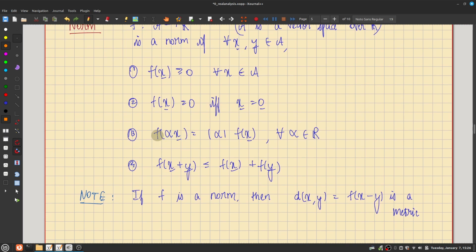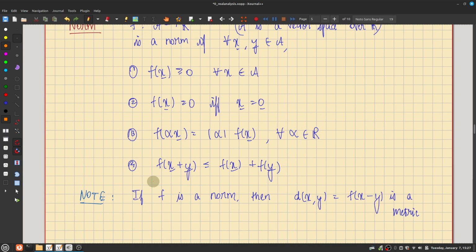And it satisfies this scaling property. So if you take a vector, scale it by an amount alpha, then the length increases by an amount alpha, right? So the norm of alpha times x is mod alpha times the norm of x. And it also satisfies a type of triangle inequality, which is the norm of x plus y is always going to be less than or equal to the norm of x plus the norm of y, right?